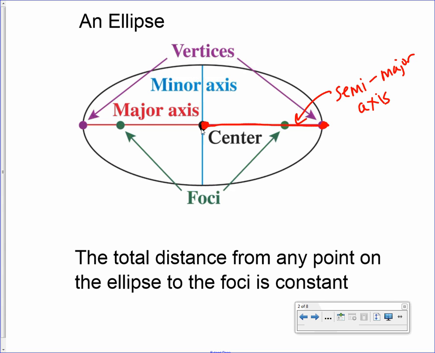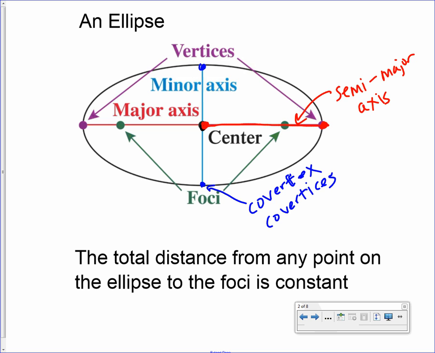Then in the perpendicular direction, we have the minor axis. It's the smaller of the two axes. And at the end of the minor axis, this picture doesn't show it, the points there are called your covertices. Covertex is singular. Covertices is plural if we're talking about both of them.